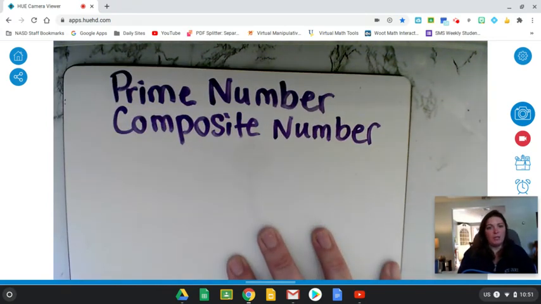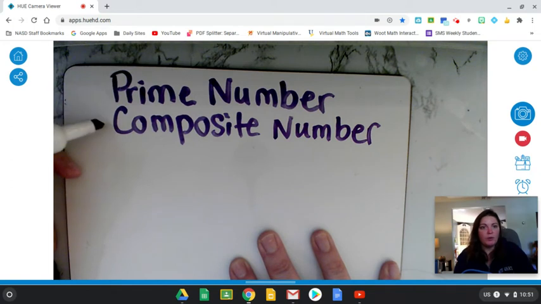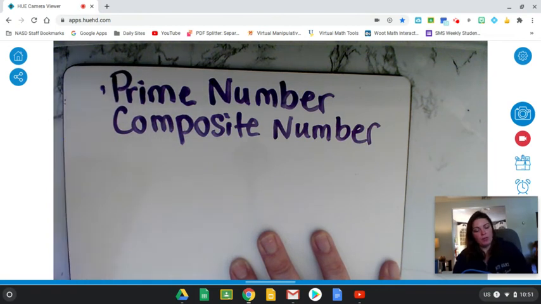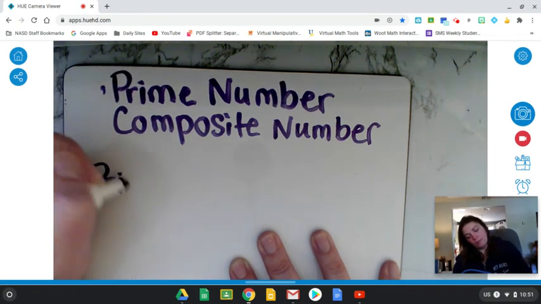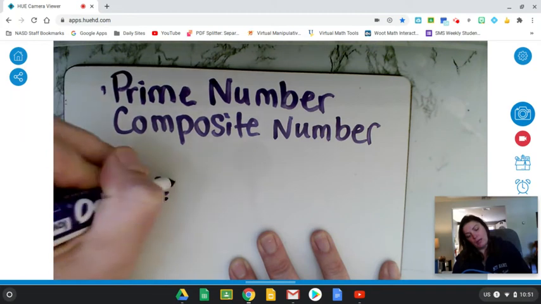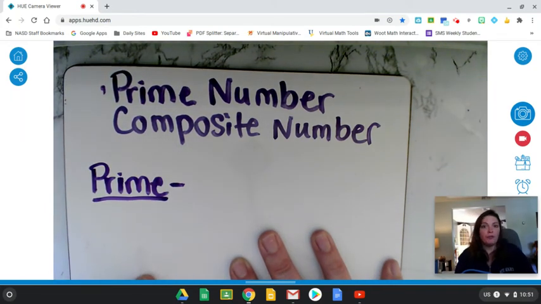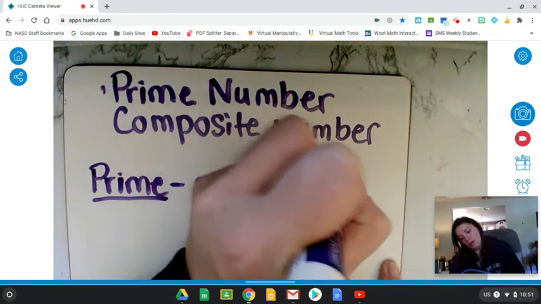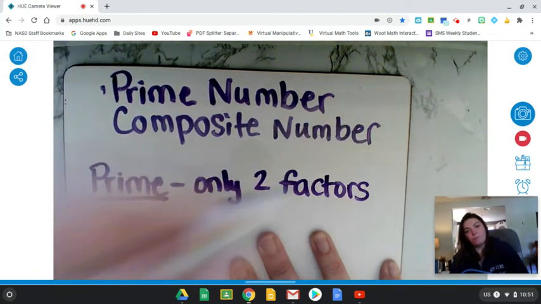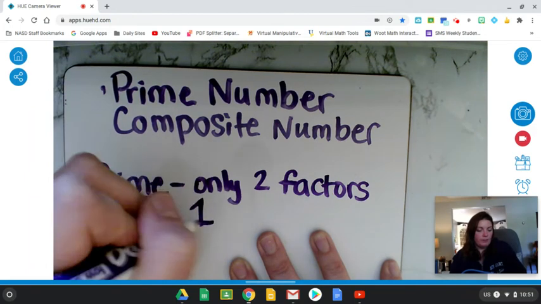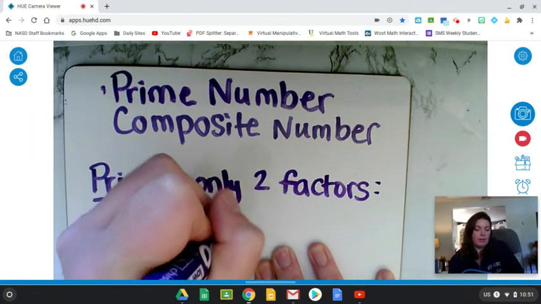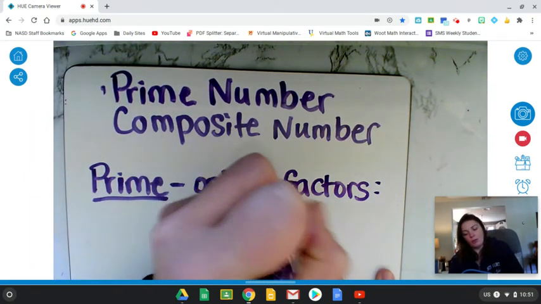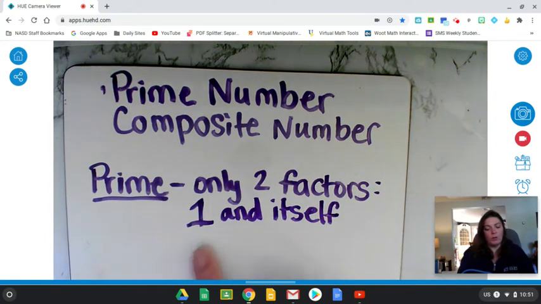So what does that mean? What's a prime number? What's a composite number? So let's first start off with prime numbers. A prime number is a number that has only 2 factors. And those 2 factors are the number 1 and the number that we were multiplying with, 1 in itself.